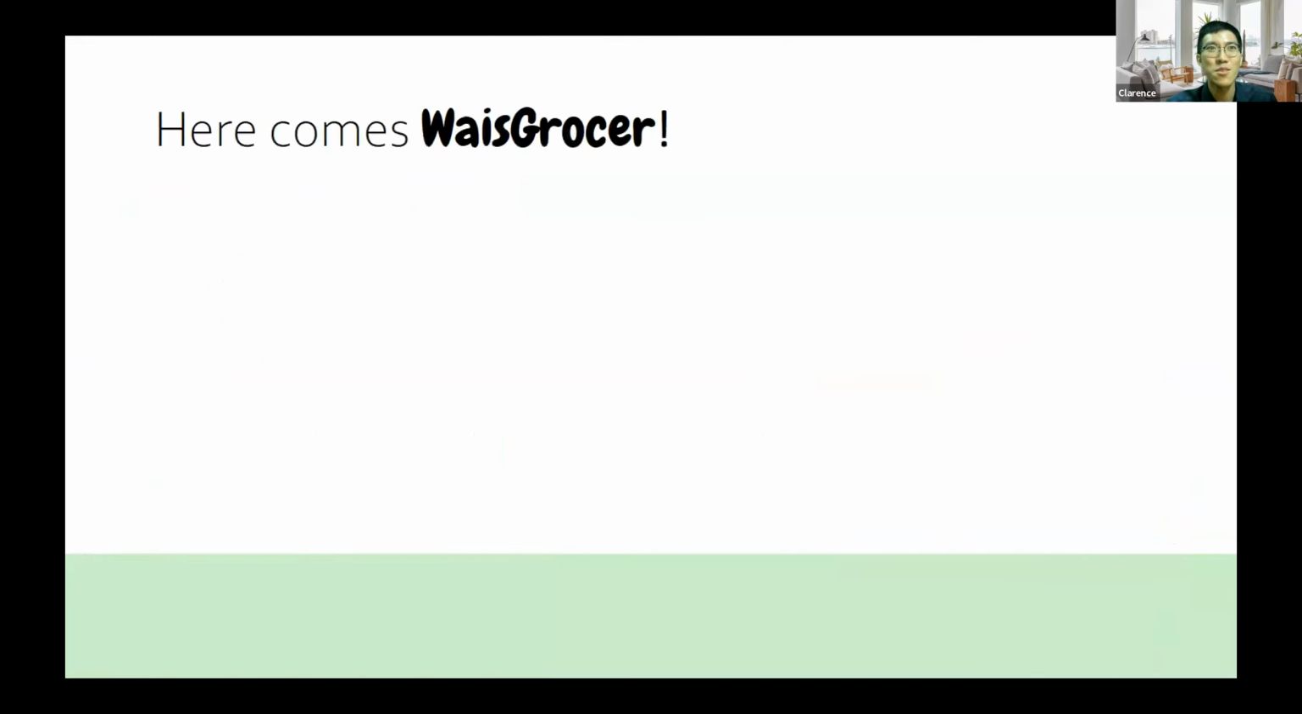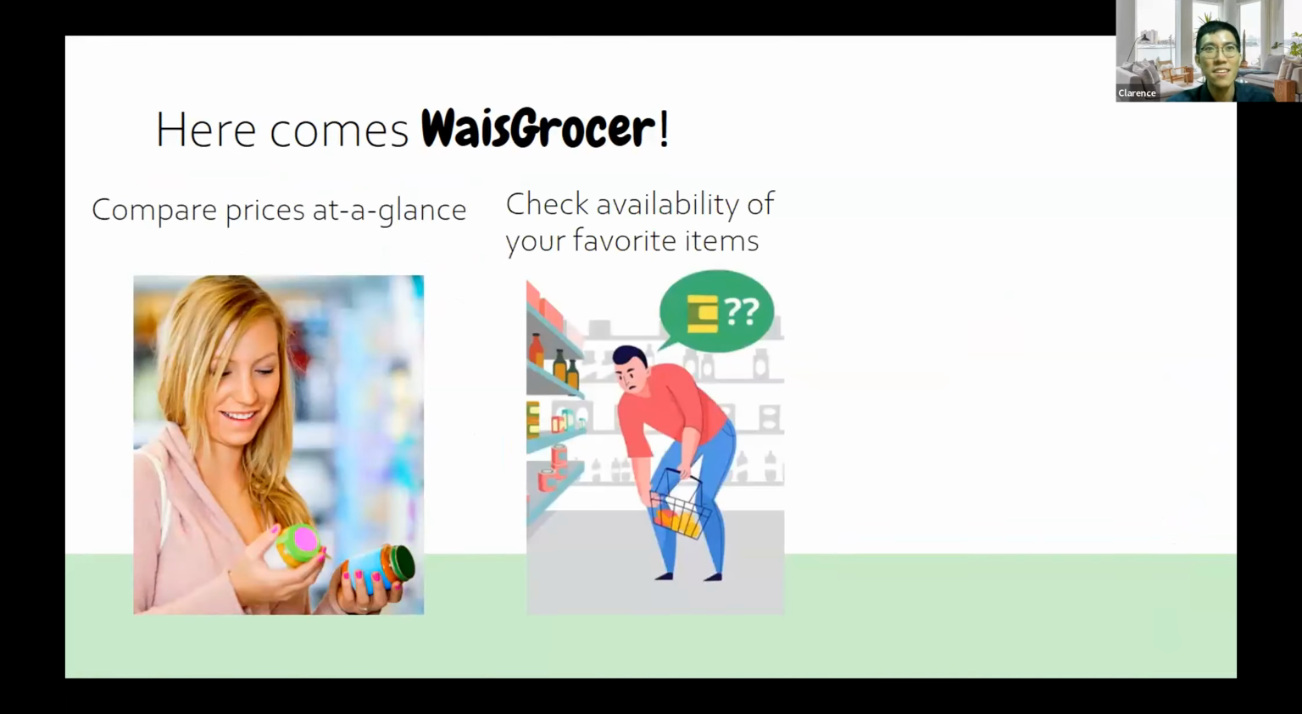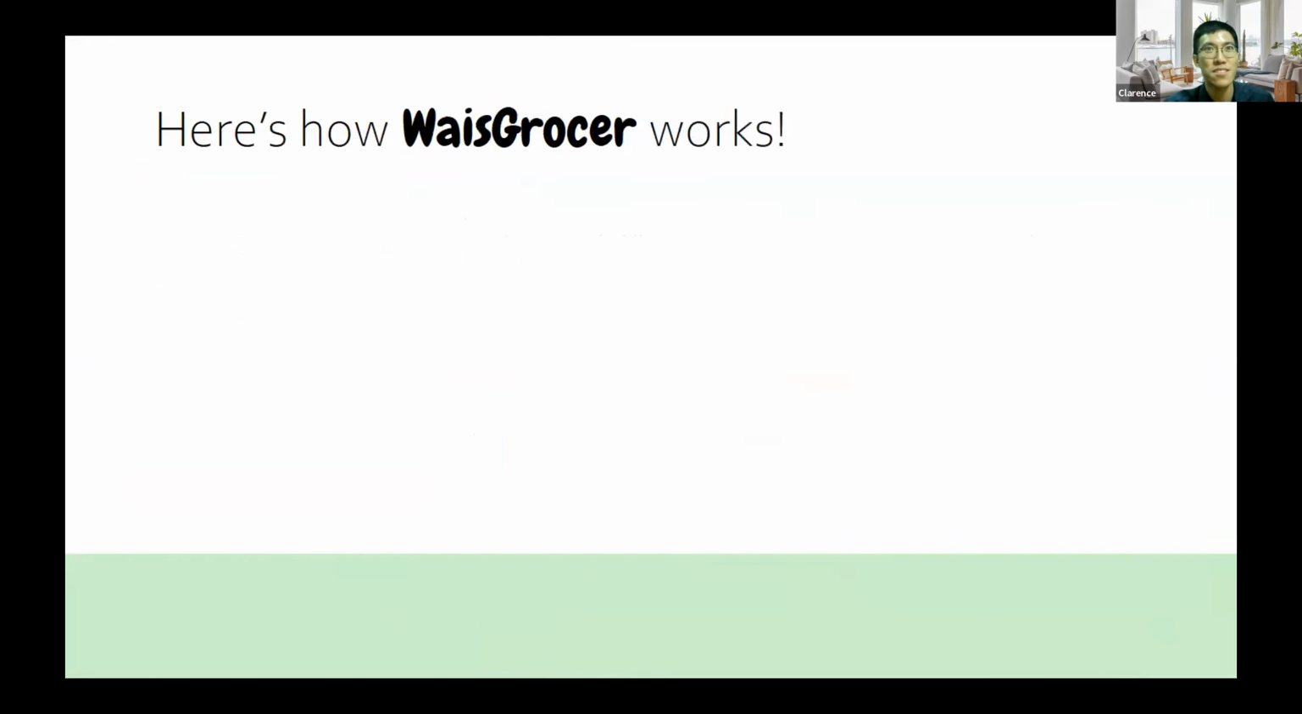So here comes Wise Grocer. With Wise Grocer, you can compare prices at a glance, and you can also check the availability of your favorite items. You can estimate your total spending at each grocery store. And most importantly, it will save you both time and money. Let me show you how Wise Grocer works.